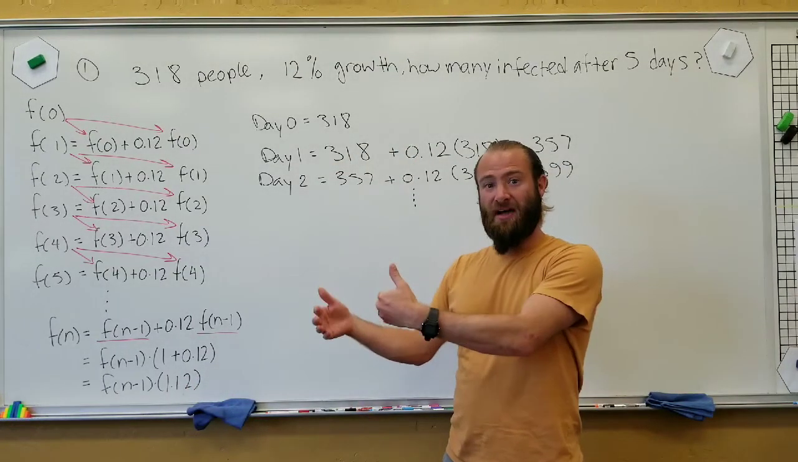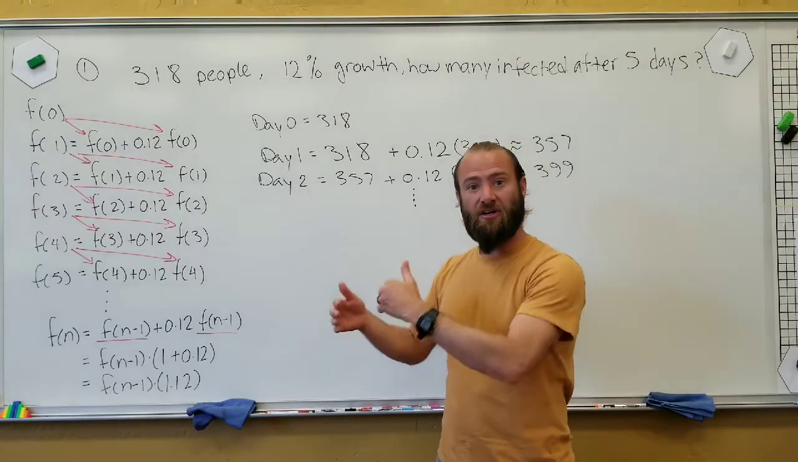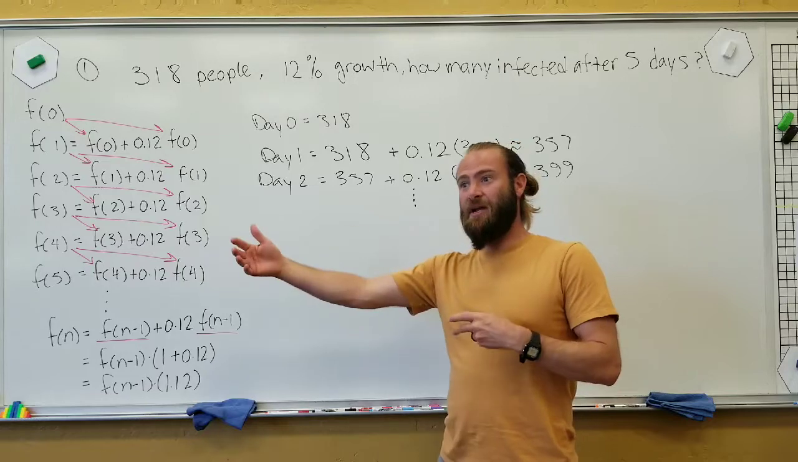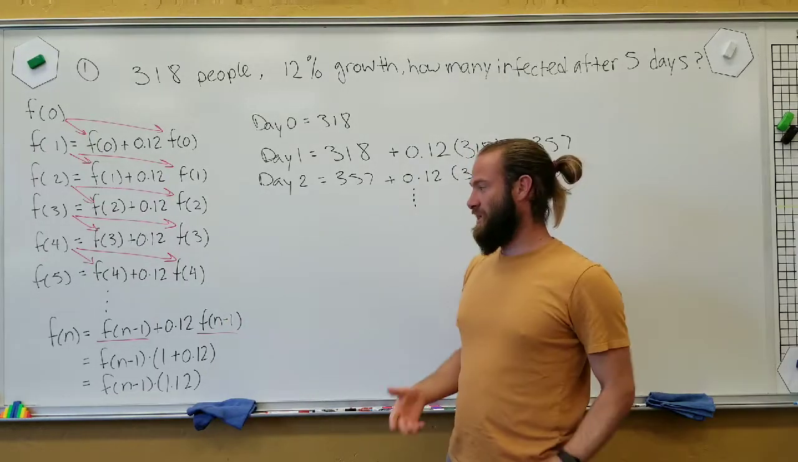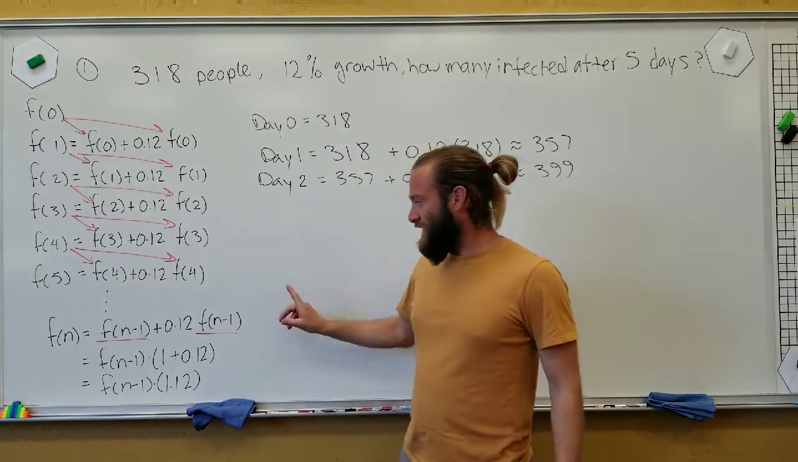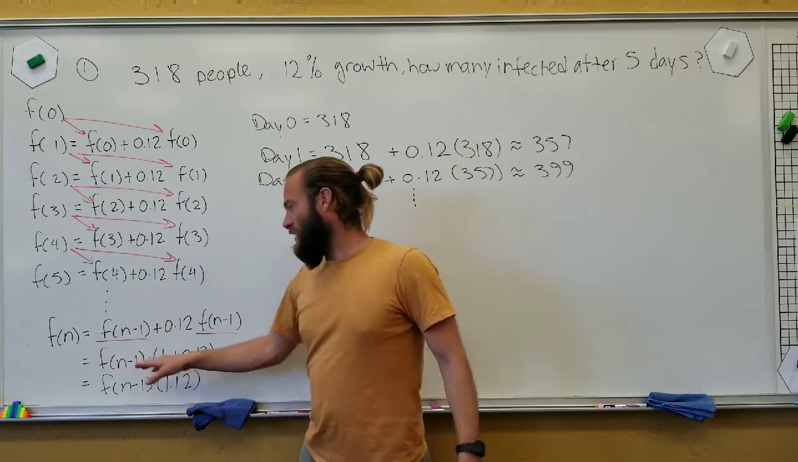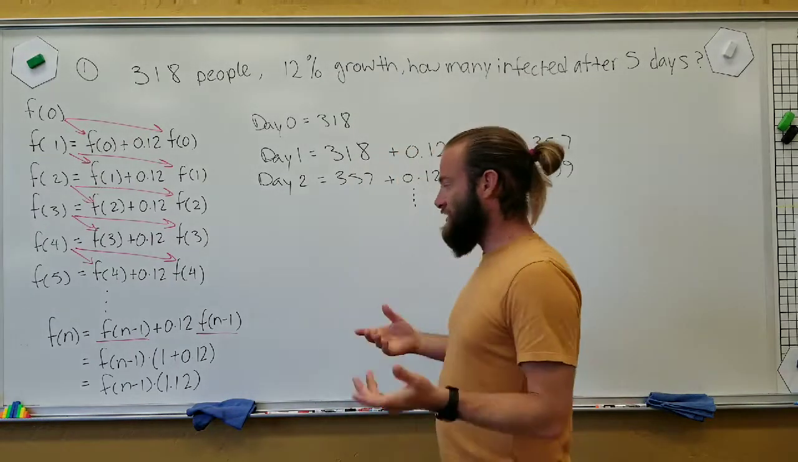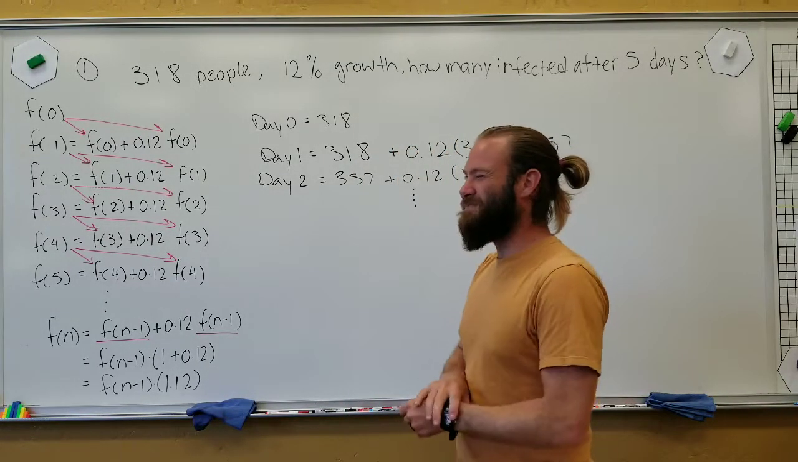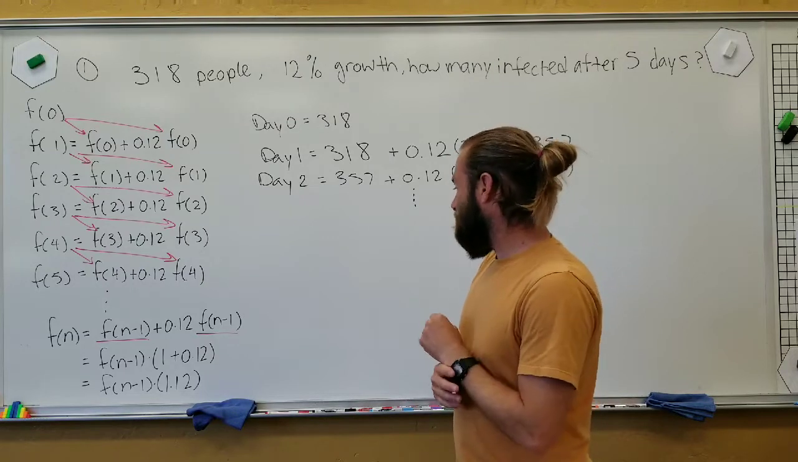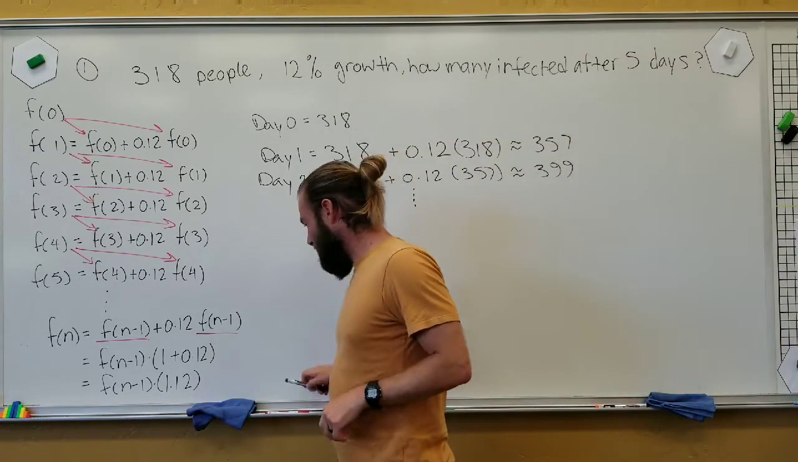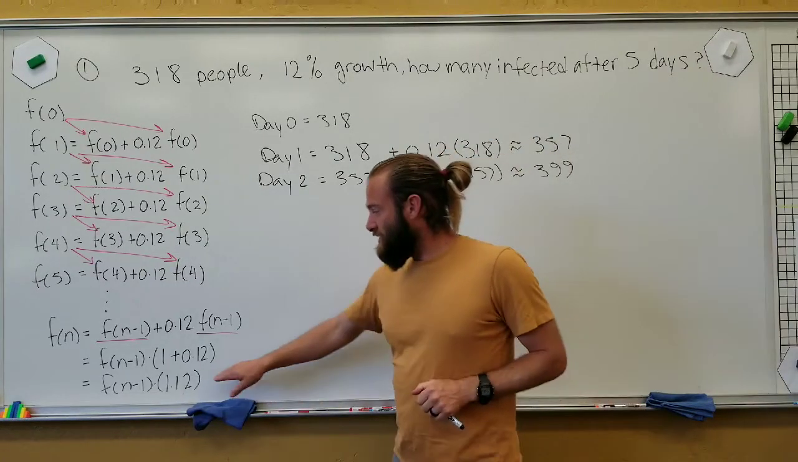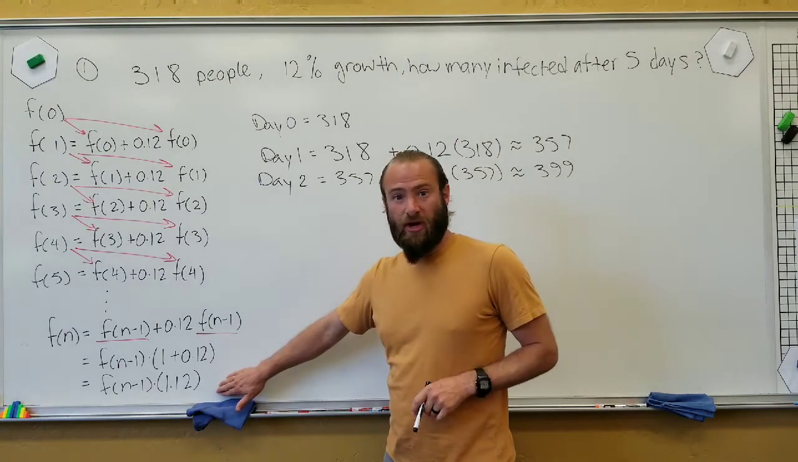Because the next day I'm going to have 112% of the previous day, right? And then the day after that I'm going to have 112% of that previous day. So it's purely recursive. Here's actually a recursive formula that will allow me to figure out how this builds. But that's still not as useful as a direct formula.